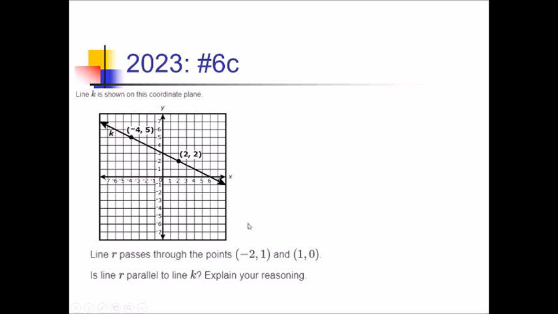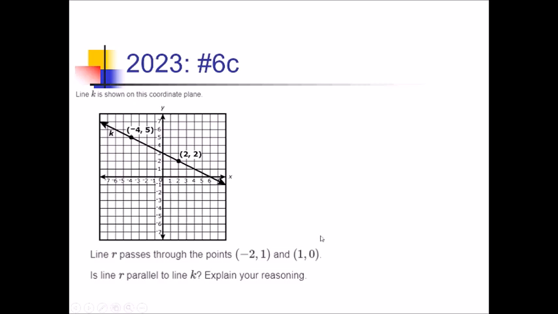For part C, we're told about another line, line R, that goes through the points negative 2, 1, and 1, 0. And we want to know, based off of this, if line R is parallel to line K. One way you could do this would be to just graph these out. Negative 2, 1 is right here. 1, 0 is over here. And you could graph those out and kind of compare them.